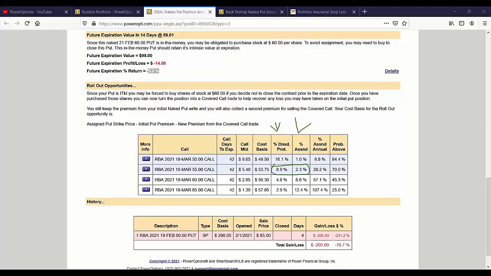I think Sam's point that he brought up, where it was discussed that sometimes you don't want to, why roll down with a naked put?